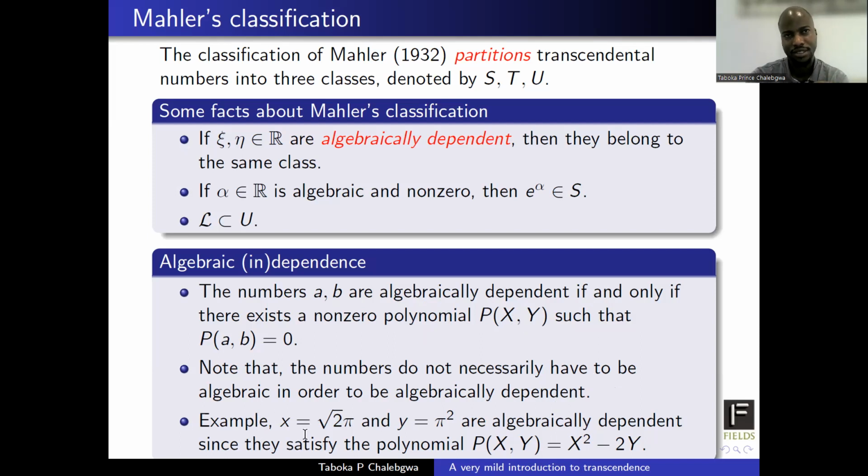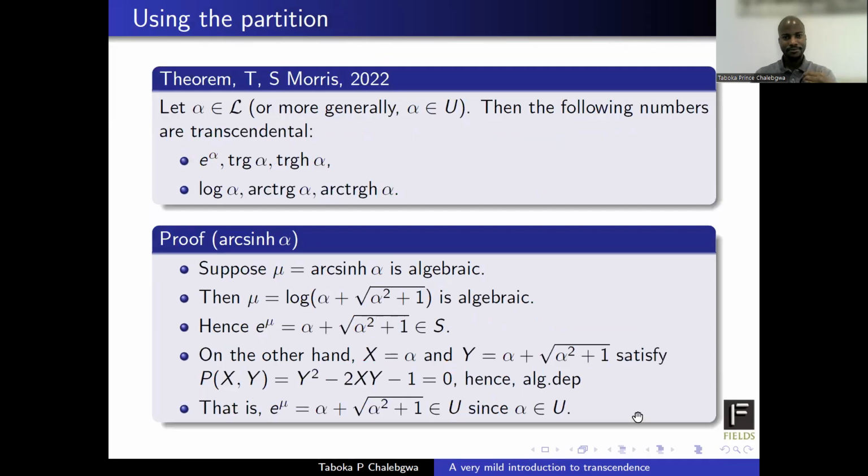For instance, if you take x as the square root of 2 times pi and y as pi squared, these two numbers are transcendental to begin with, but they are algebraically dependent. Why do we say that? Well, we can find a non-zero polynomial such that when we plug in x and y, we get 0. It's the polynomial p of x, y equals x squared minus 2y. So if you plug x and y into this polynomial, you get 0 as your solution.